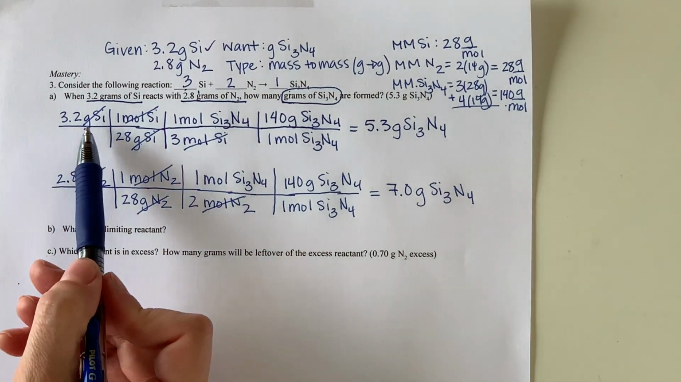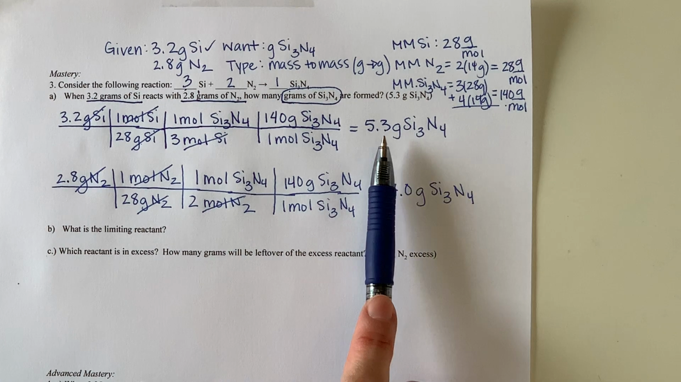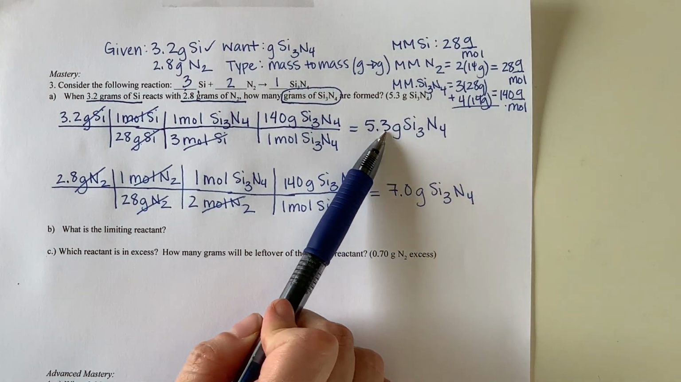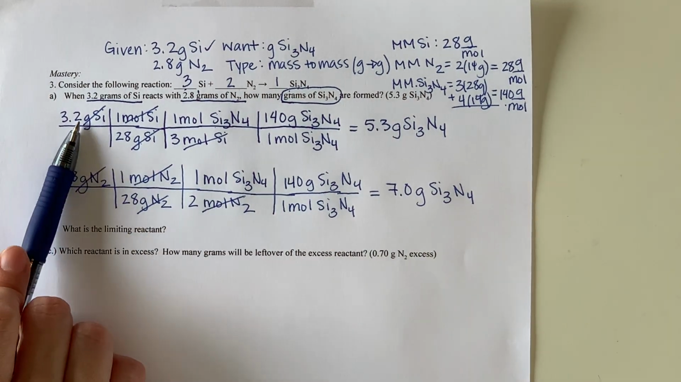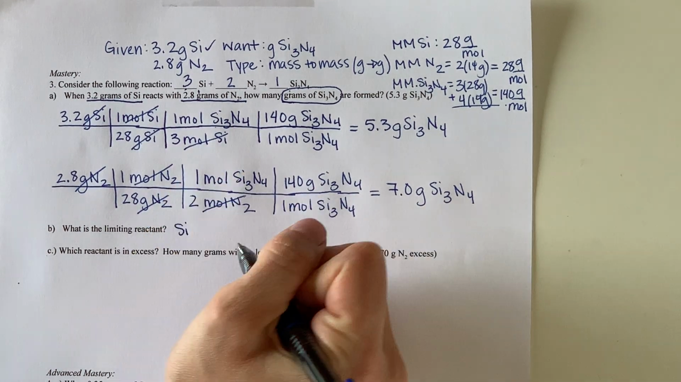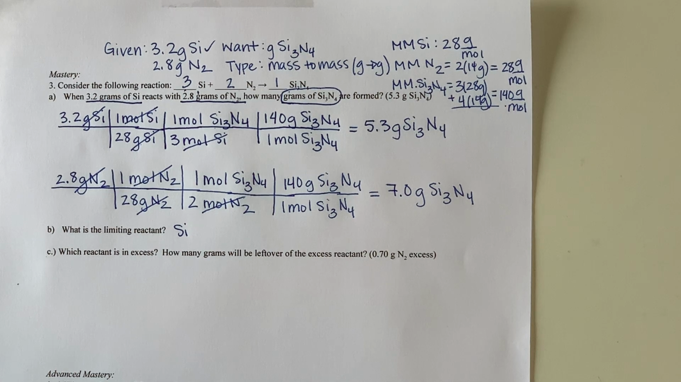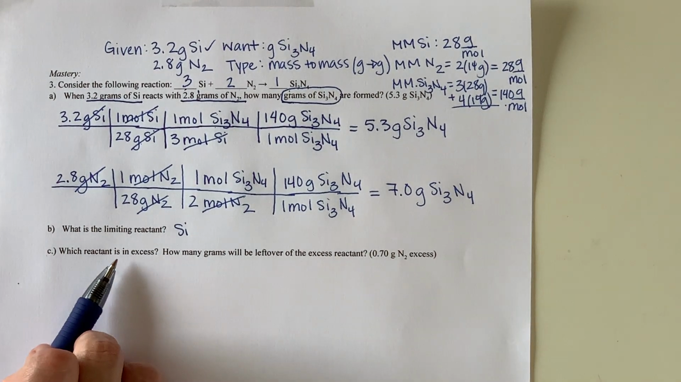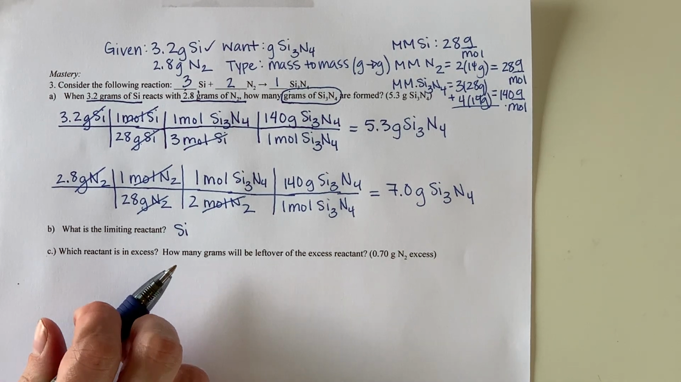So which one of these reactants made less product? And when I look at that, 5.3 is less than 7. So because 5.3 is less, that's what I got when I started with 3.2 grams of silicon. That means that silicon is your limiting reactant, the one that you'll run out of first. So which reactant is in excess, and how many grams will be left over of the excess?